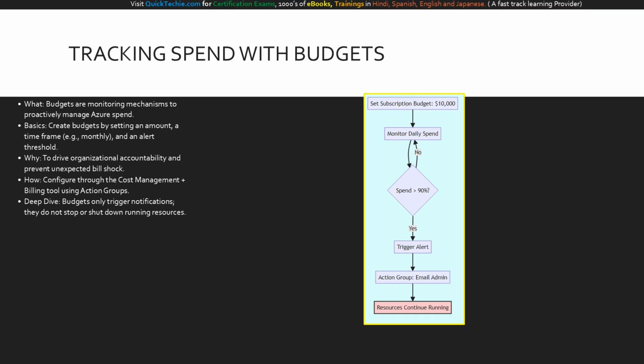Let's walk through the lifecycle of a budget alert. We start by setting a subscription budget of $10,000. Azure continuously monitors the daily spend against this amount. The system constantly asks, has the spend crossed our 90% threshold?